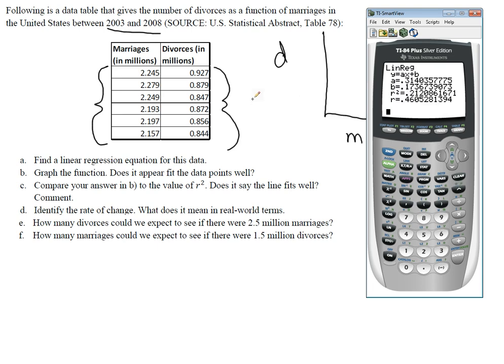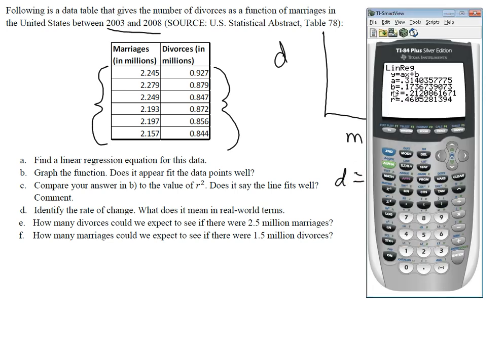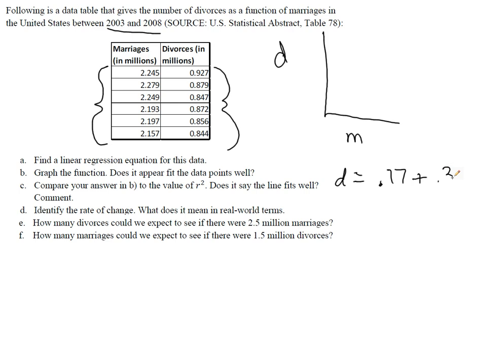So here's our equation. Let's call it D and M for divorces and marriages, in millions. It doesn't really matter since they're both in millions. It's equivalent to saying 2.245 marriages for every 0.927 divorces, or 2,245 marriages and 927 corresponding divorces. In this case, we're going to let divorces be our output, and our initial value is about 0.17, and our rate of change is 0.3, so plus 0.3 M. So this is how we determine divorces.